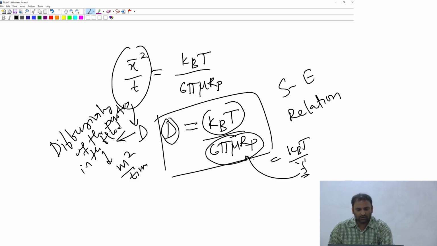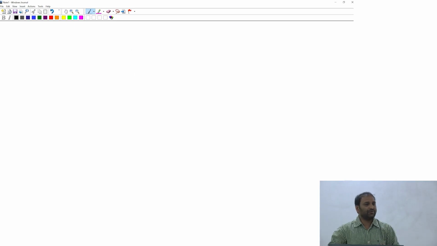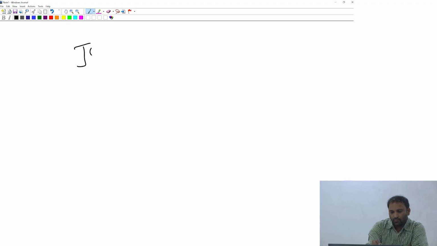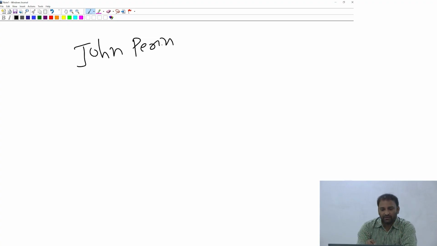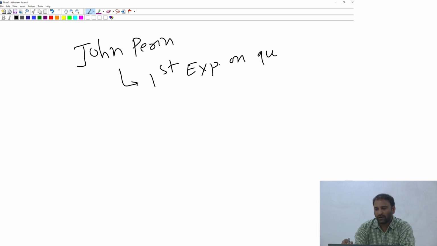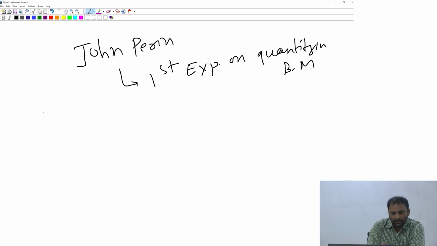Now that we know that there is a relationship between the diffusivity, kBT and the friction factor, someone called Jean Perrin did the very first experiments on quantifying Brownian motion. This happened around the 1920s. All he did was he basically had a video of the particles moving in a fluid, and he tracked the particles.